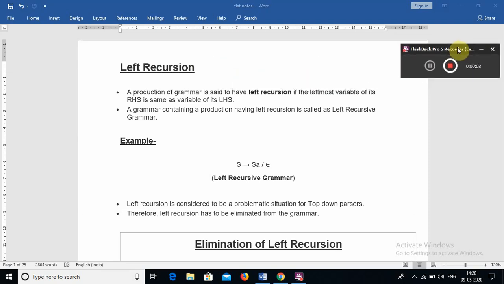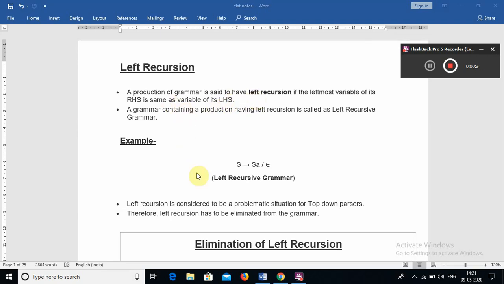Hi everyone. The next topic is left recursion. Left recursion is nothing but, generally we have a grammar and in that we have production rules. A grammar is said to be left recursive if, in a production rule, the leftmost variable of the RHS is the same as the LHS.